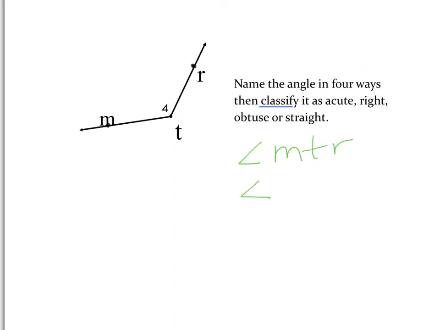All right, so I could call it angle MTR, angle RTM, angle T, angle 4, and it looks like it's more than 90 degrees, so we're going to call it obtuse.